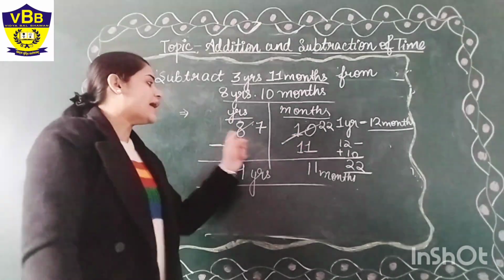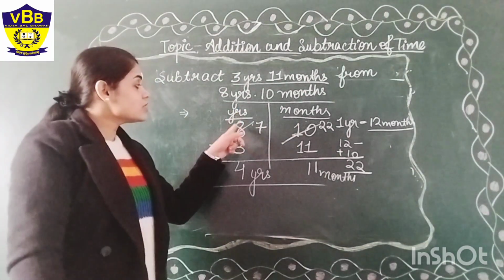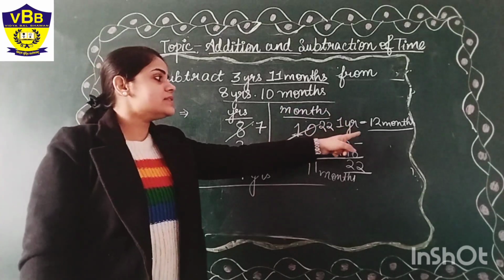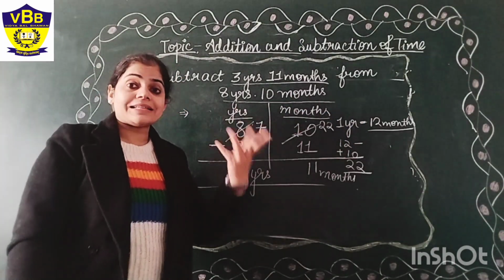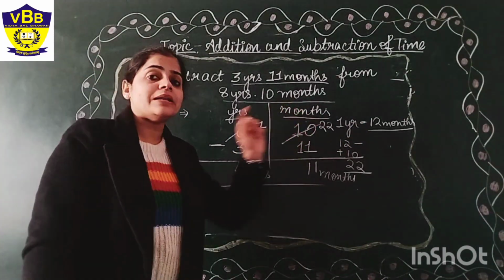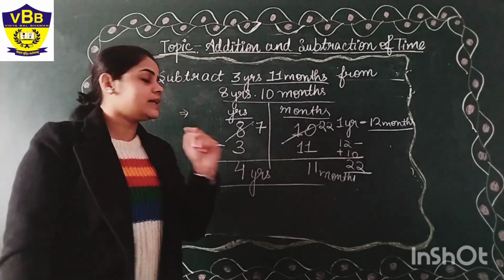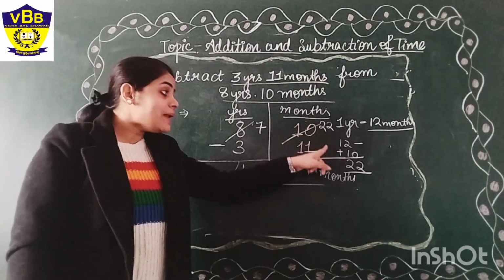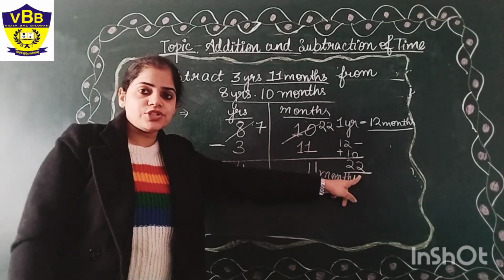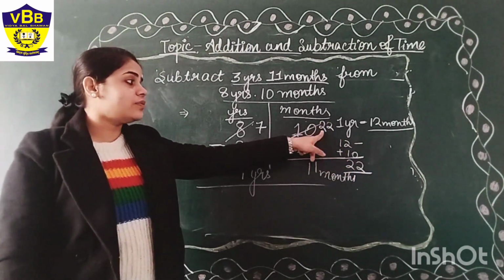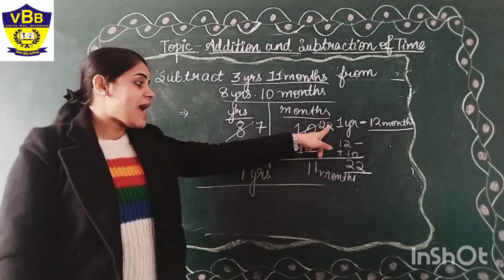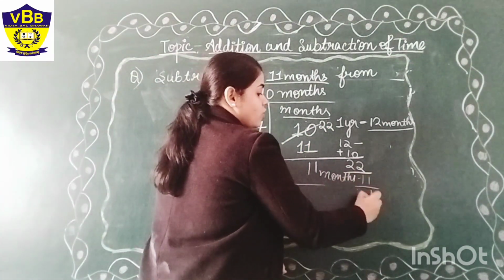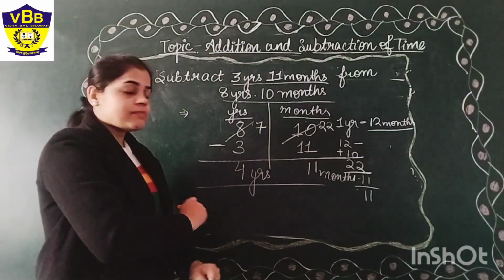You cannot take 1 as a carry forward because you are taking carry forward from the year side. And 1 year is equal to 12 months. So you are actually carrying forward from the 12 months, not from the 1 year. So 12 months will be carried forward here and this 10 plus 12 will become 22. So my final carry forward will become 22 months. And 22 minus 11 will become 11 only. So it will become 11 months.